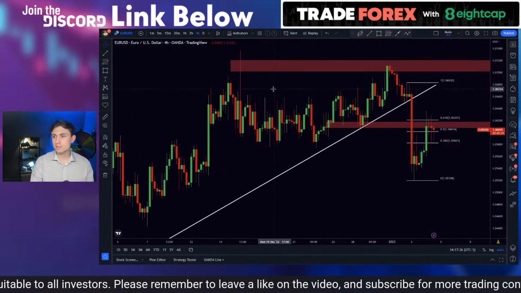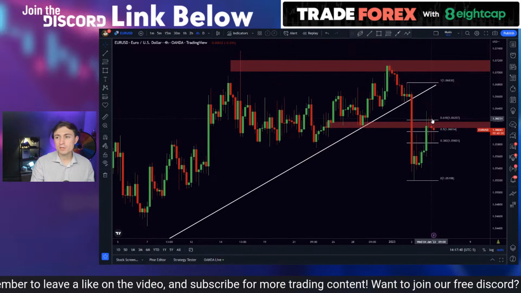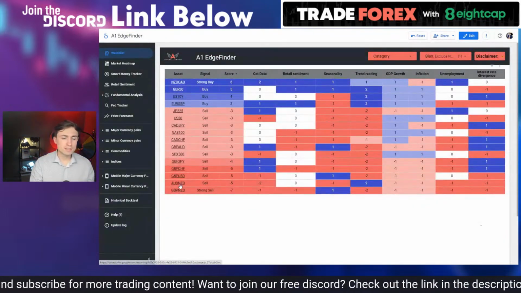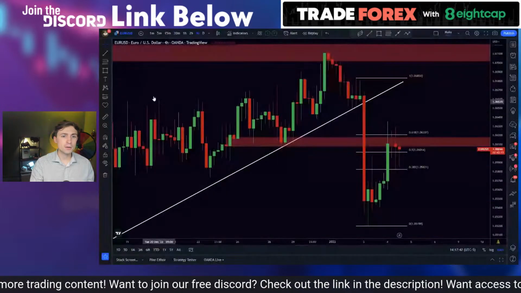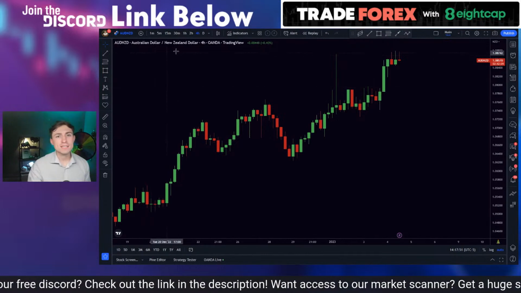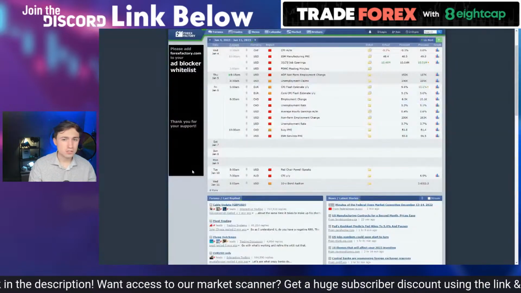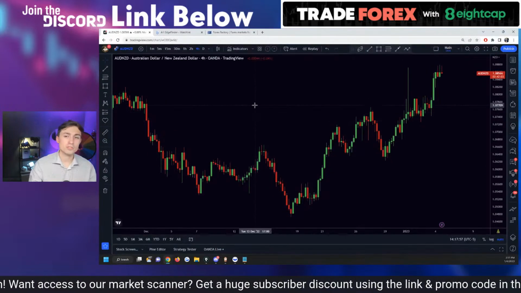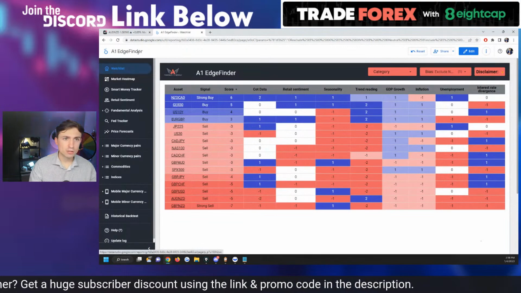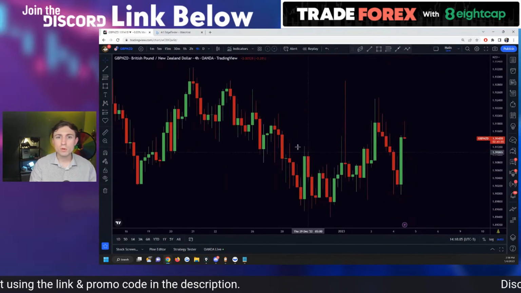Euro USD, still seeing not a whole bunch of movement. I do love the chart setup on euro dollar. It just doesn't have the edge finder confirmation. So let's stick to stuff that does. So AUD NZD here. Let's go take a quick look at that one, see what's going on with the AUD NZD. So again, this one getting a sell bias, but chart looks really bullish. So I'm not going to be shorting that one. We'll take a look at pound New Zealand, GBP NZD, see what's going on with this one.